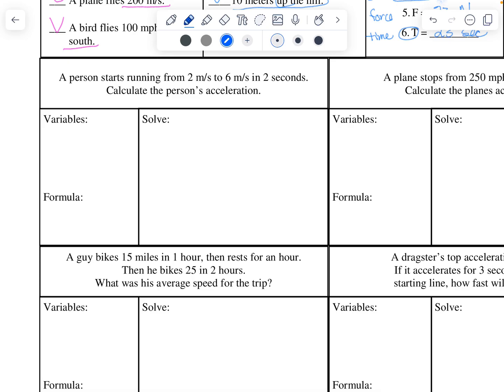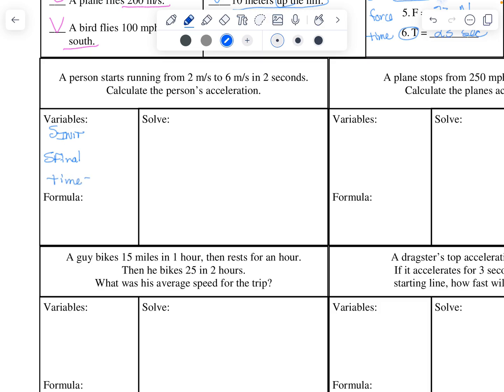Now let's move right here. A person starts running from 2 meters per second to 6 meters per second in 2 seconds. So I have my initial, I'm going to call it speed here. I have my initial speed. I have my final speed. And I have my time.